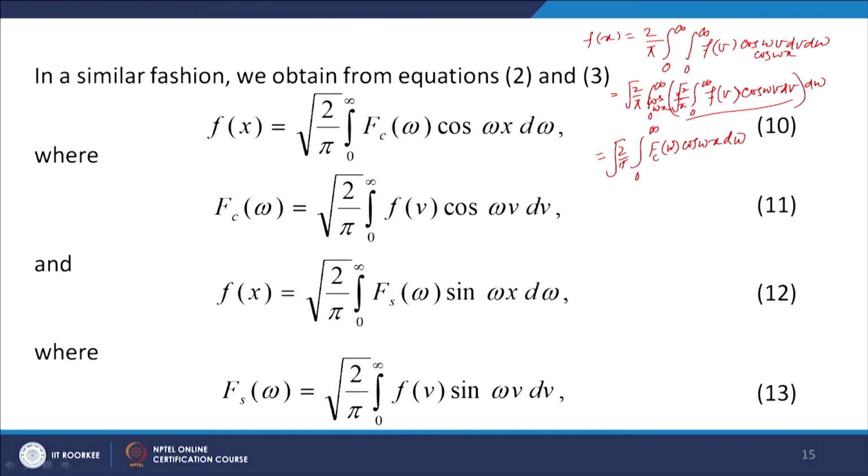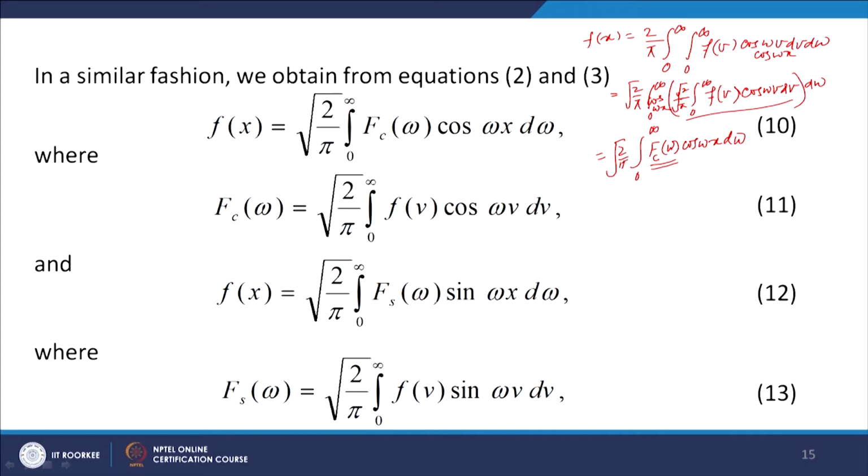So, this F c omega is called the Fourier cosine transform. This c denotes cosine transform, the Fourier cosine transform of f(x). And this f(x) equal to root 2 over pi, integral 0 to infinity, F c omega cos omega x d omega, is called the inversion formula for the Fourier cosine transform.